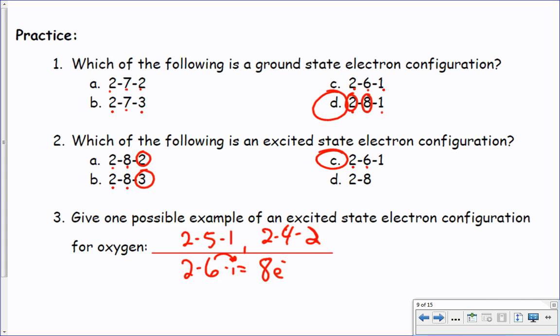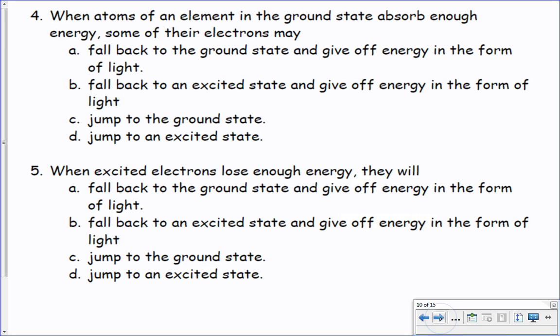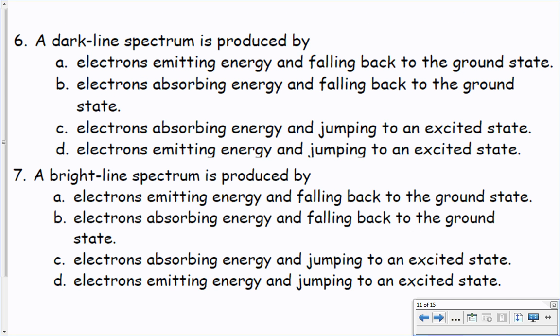I could kick one from here and go 1 6 1. Kick the 1 all the way up. I can do all sorts of things as long as I end up with 8, and then I'm pretty much happy. Will they normally happen that way? No, but I could. So we have a few more questions for you guys to answer. We will check the answers in class.